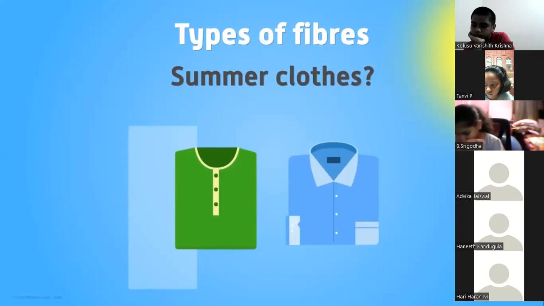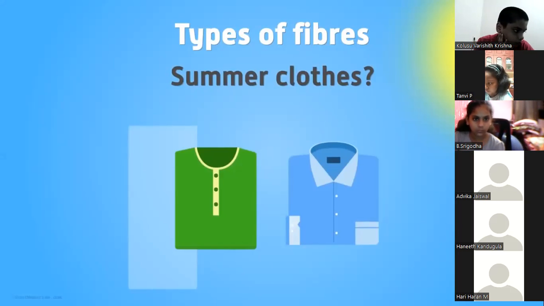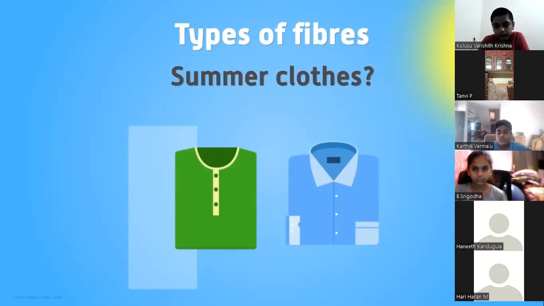Next, anybody? Vedant. Sir, it lets the air go through it, and it also reflects the sunlight, and it can absorb the sweat. Okay. Next, Varshit. Yes, sir. It keeps us cool, sir. It absorbs the coolness in the environment. Very good.